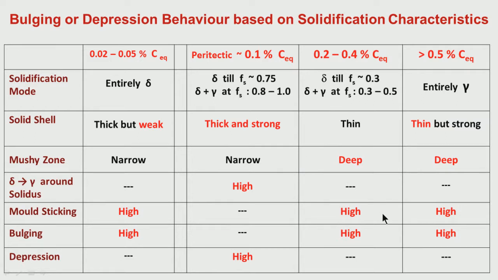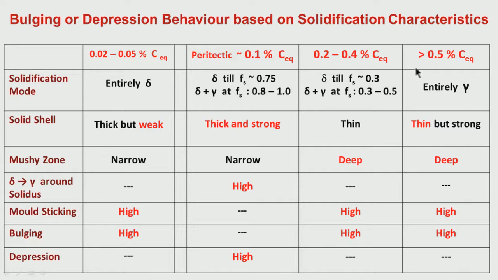So here also what is happening, because of microsegregation, because too much delta is forming at the end of solidification, we have a thin solid shell, and the mushy zone is quite big. So the mushy zone is deep, and the sticking and bulging tendency is also relatively high.